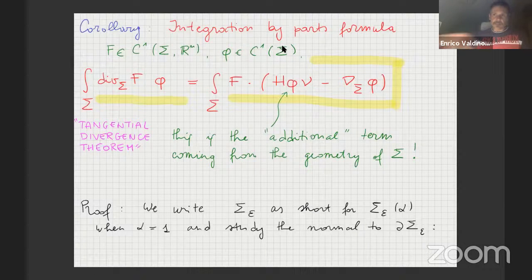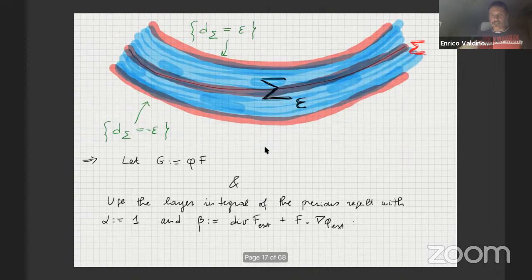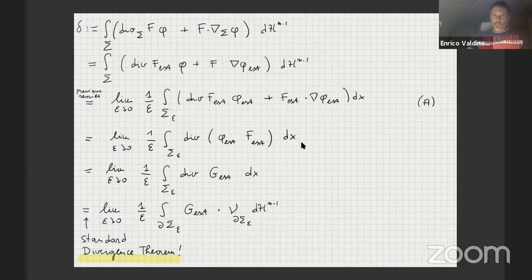Since here sigma has no boundary, there is no boundary term, but there is an additional term which I would say is not so easy, at least for me, to see if I don't look at things carefully, which involves the mean curvature H. And this additional term was found using the divergence theorem in the classical sense, and of course being a little bit careful with the normal. But basically, the main ingredients of the proof were the previous result on the thickening of the surface into a tubular neighborhood and the standard divergence theorem.